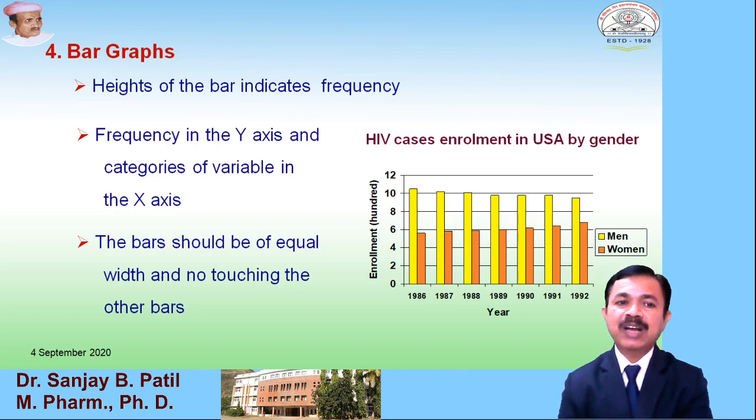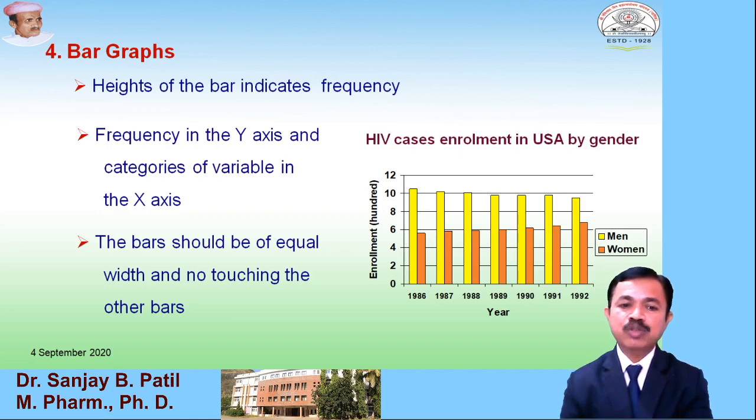Such type of graph is known as a bar graph. Sometimes the categories of the variable or characteristic can be presented on the y-axis and their frequencies on the x-axis. Hence there are two types of bar graphs: horizontal bar graph or vertical bar graph, where the data is presented in the form of bars, and all these bars have the same or uniform width. Only with respect to the frequencies, the height of these bars varies.